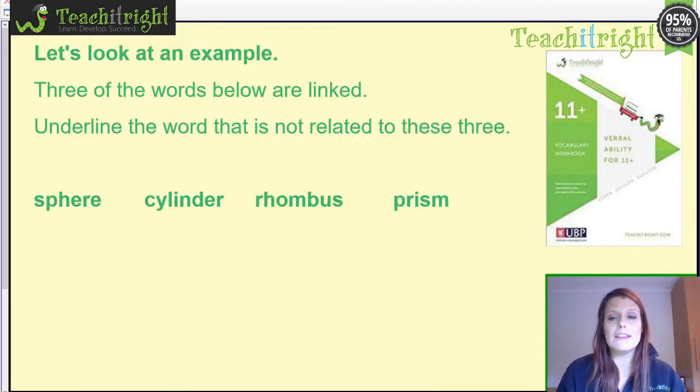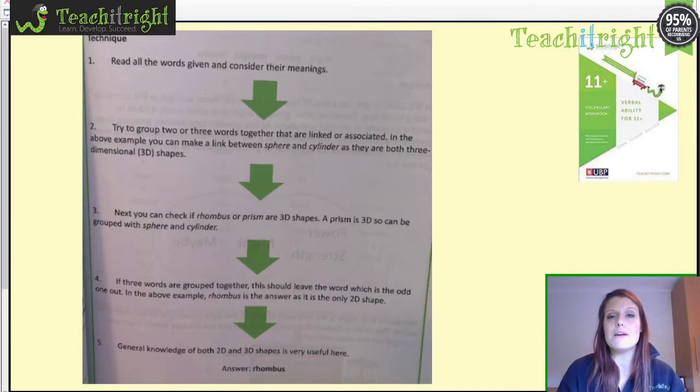So remember, we're looking at these 4 shapes here: sphere, cylinder, rhombus and prism. A sphere and cylinder, we know, are both 3-dimensional, 3D shapes. Next, you could check if rhombus or prism are also 3D shapes. A prism is, so it could be grouped with sphere and cylinder.